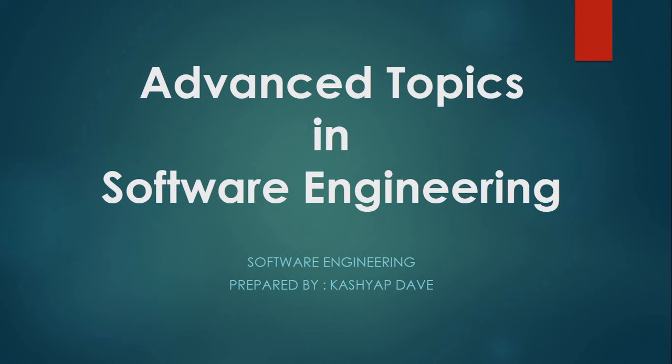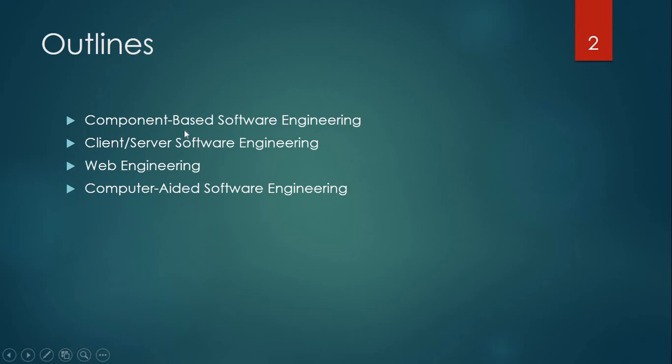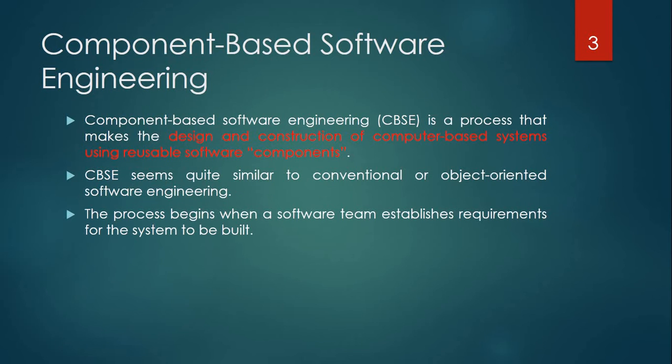In today's video lecture, we will discuss advanced topics in software engineering. In it, we have listed a total of 4 units. First is component based software engineering, then client server software engineering, web engineering, and computer aided software engineering. So these 4 topics are listed in our advanced topics in software engineering. We will start with component based software engineering.